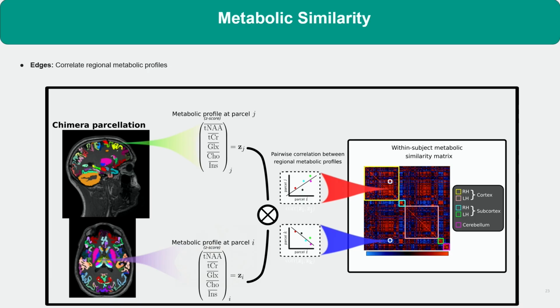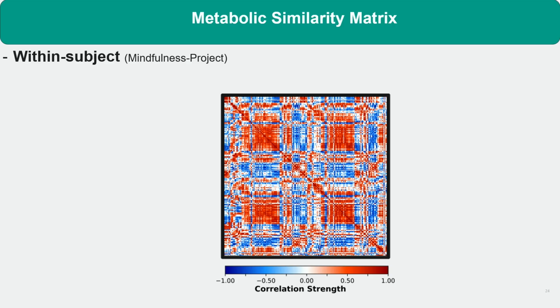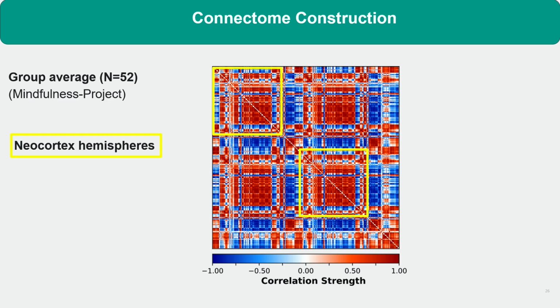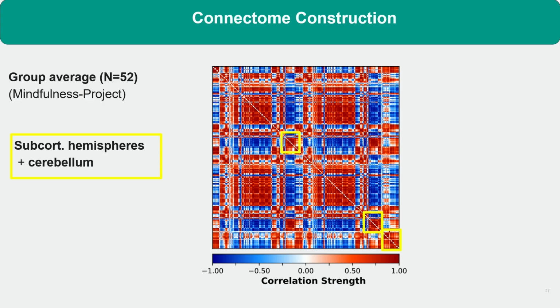Red means positive correlations, blue means negative correlations. We can do this for one single subject. We can do this for multiple subjects, where we scanned about 68 healthy adolescents between the ages of 13 and 15 as a pilot study. Or you can just average all of them together to get this matrix. You can see the modular structure appearing here. So here are the neocortical hemispheres, left and right. Here are the subcortical regions, and the far bottom right is the cerebellum.